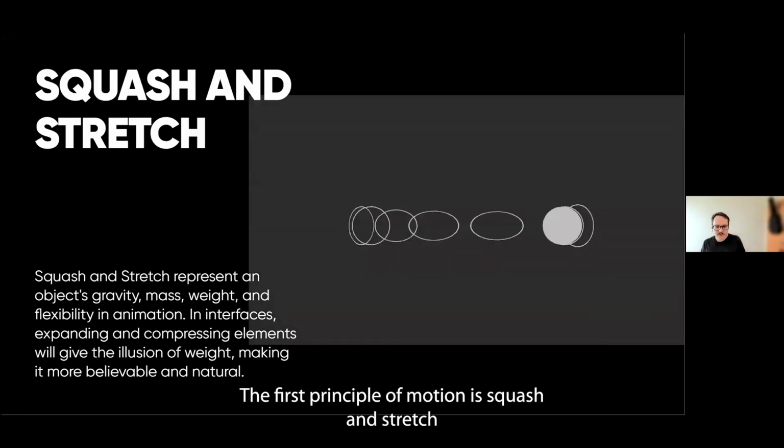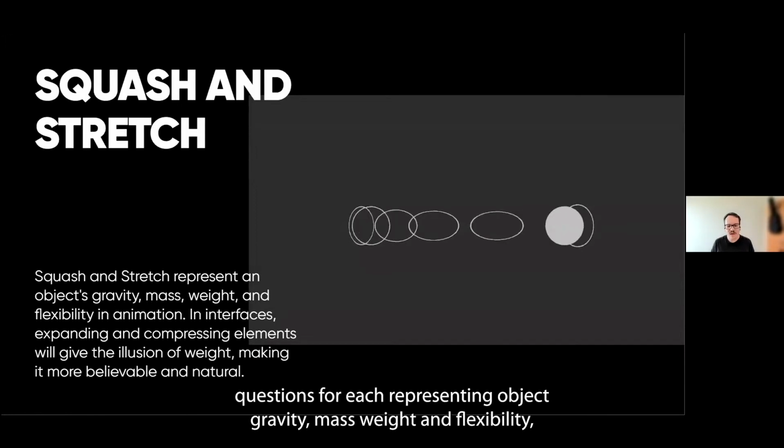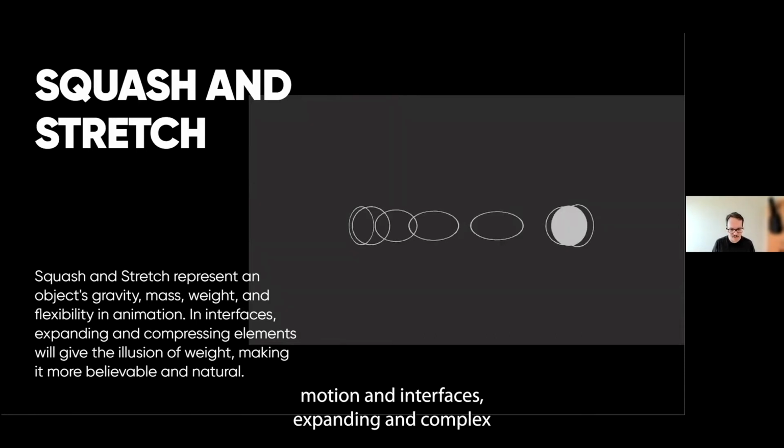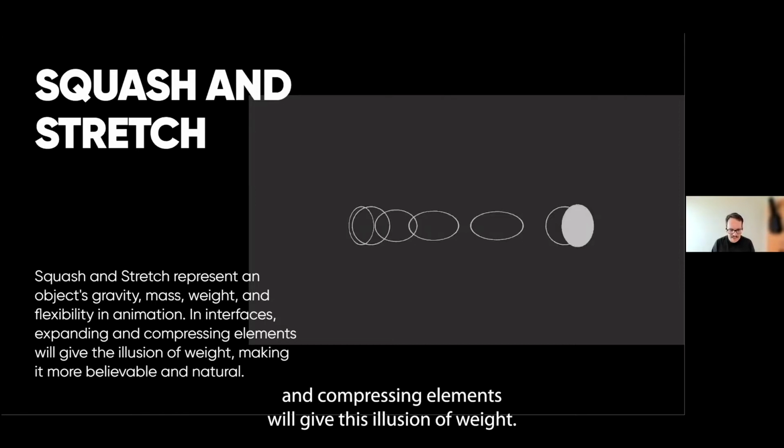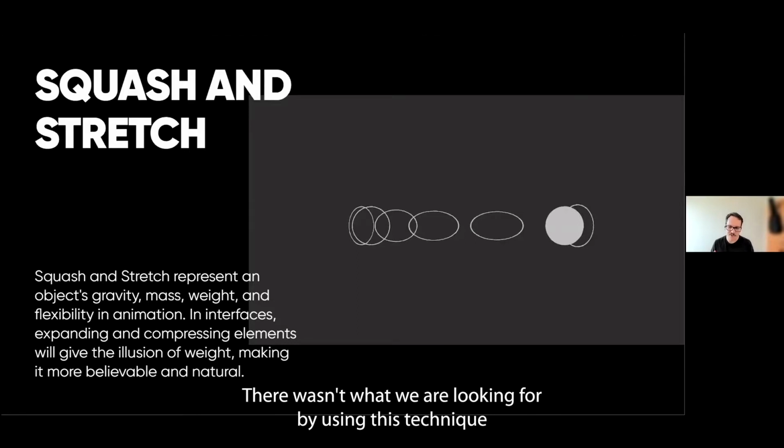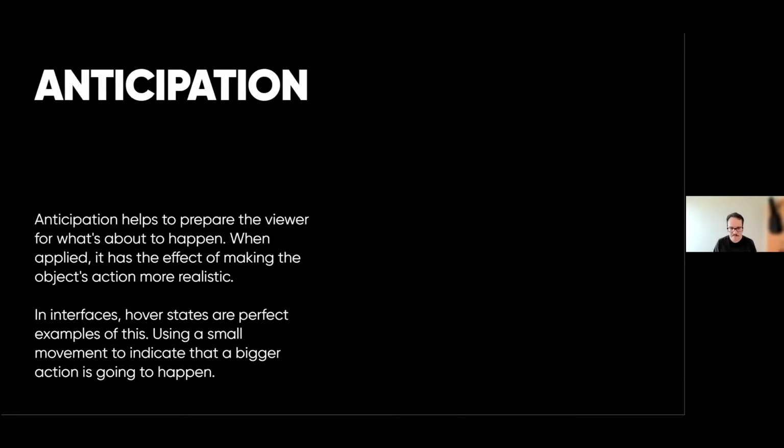The first principle of motion is squash and stretch. Squash and stretch represent an object's gravity, mass, weight, and flexibility in motion. In interfaces, expanding and compressing elements will give you this illusion of weight. That is what we are looking for by using this technique. This makes it more believable and more natural.